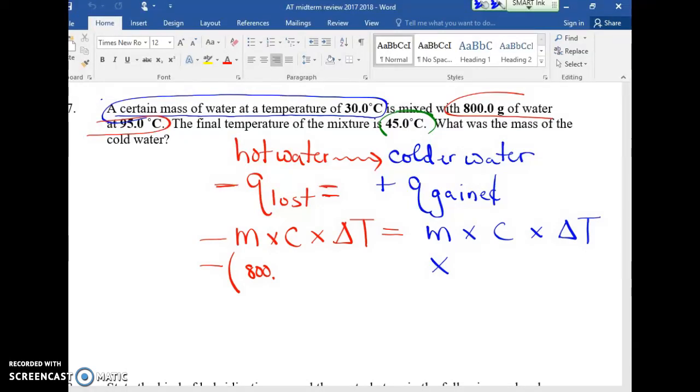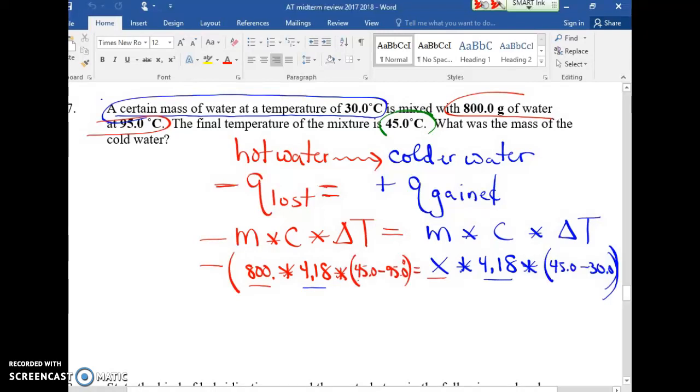Notice I have 800 grams of the hot water, and I want to solve for the amount of cold water. Notice they're both water, so they both have the same specific heat capacity. The hot water is losing 50 degrees Celsius. That's why that's minus 50. The cold water, on the other hand, is gaining 15 degrees Celsius.